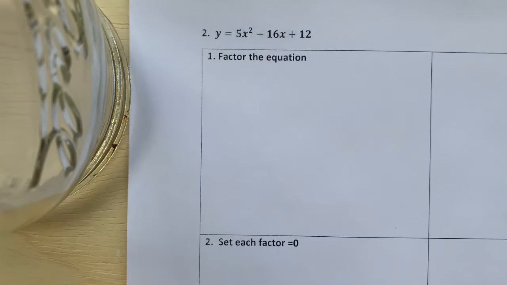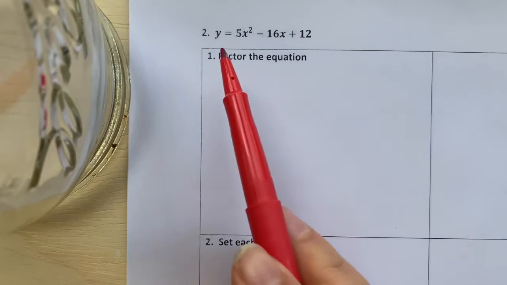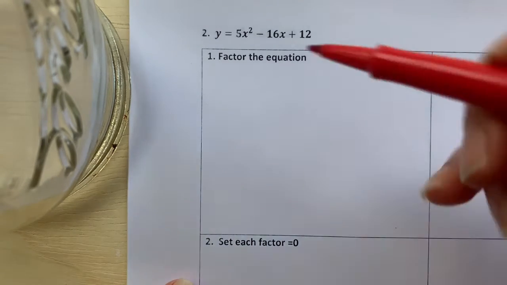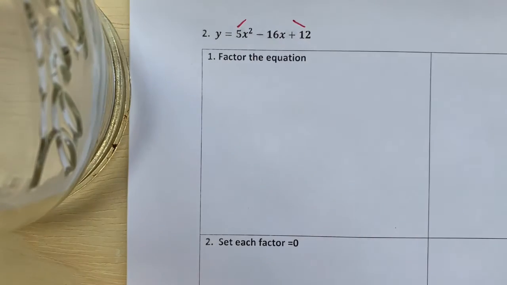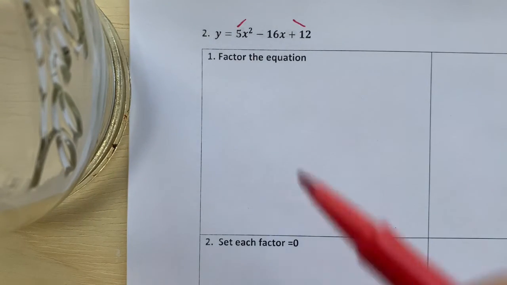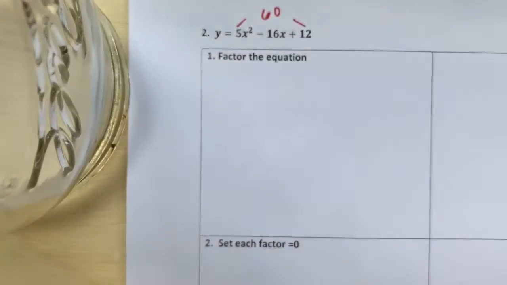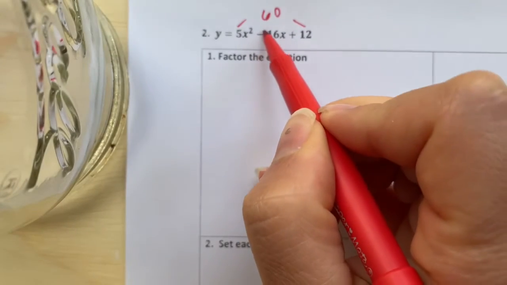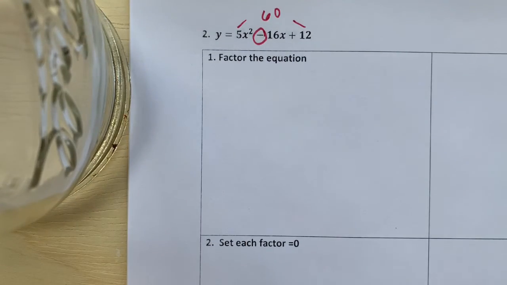Okay, let's look at number 2. Number 2, the first thing it tells us to do is factor our equation. So we're going to multiply our outside two numbers. 5 times 12 is 60. We're also going to notice that there's a negative here. A negative times a negative is a positive. But what this means is that both of our terms are going to be negative.